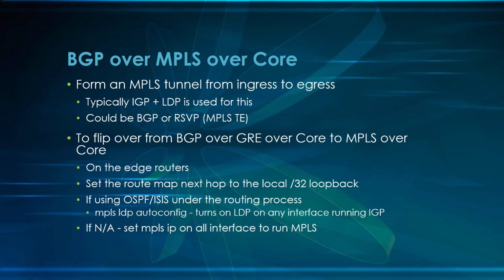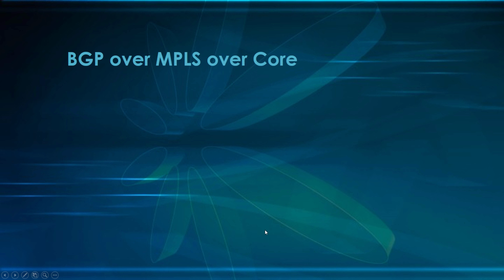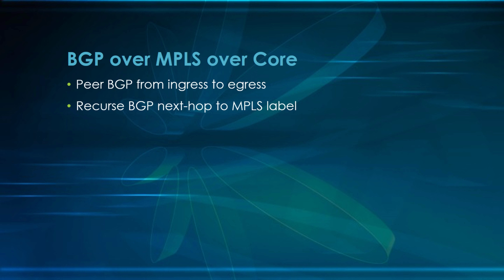And if you're not running OSPF or EIGRP or ISIS, which is completely supported, you can run this with RIP or EIGRP, so pick your protocol. You would specify MPLS IP on all interfaces to run MPLS. Now, to actually get this up and running, you would then peer BGP VPNv4 from the ingress router to the egress router, and then you would recurse BGP next hop to the MPLS label.